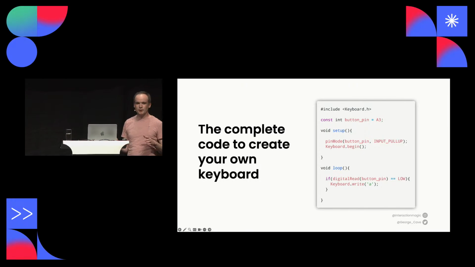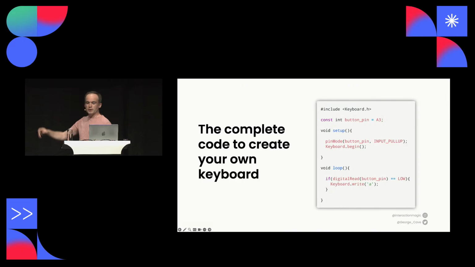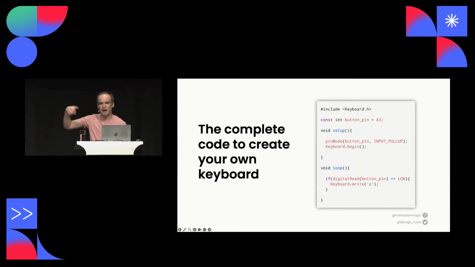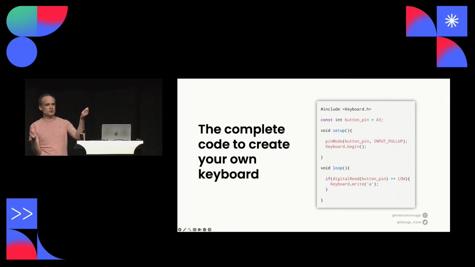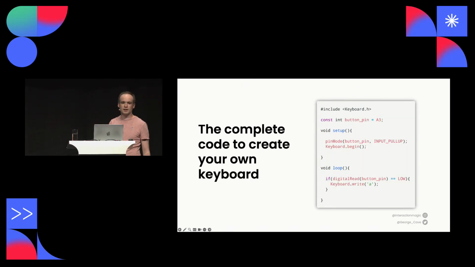So this is the complete code you need to create your own keyboard with an Arduino. We include this keyboard library that comes as a standard part of the Arduino install. We create a reference to the pin on our Arduino the button's connected to. We initialize it as an input, and then we begin. And then we run in this loop forever, as fast as we can, reading the pin, checking if it's low, which means it's grounded. So if I have two wires, one connected to the pin and one connected to ground, and I touch them together, that pin will be pulled to ground and it will read as low. The Arduino detects this, writes the letter A to the computer, and it's done.